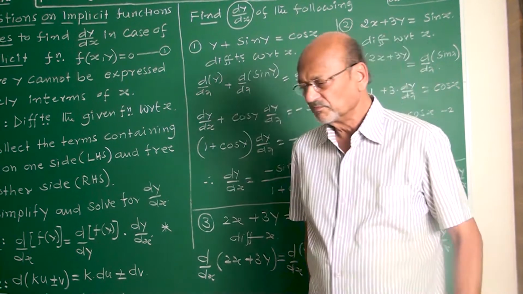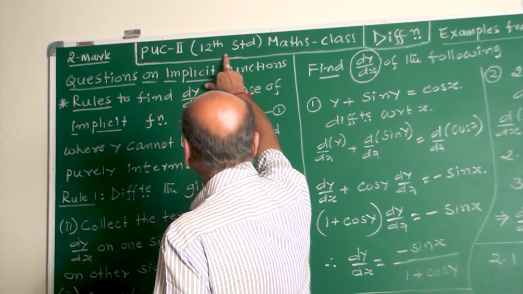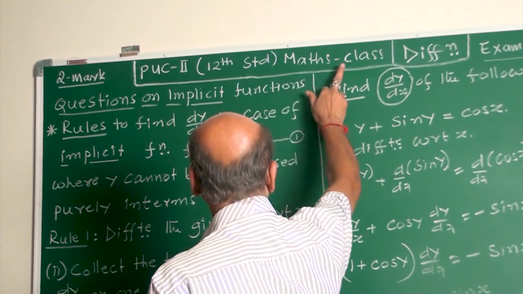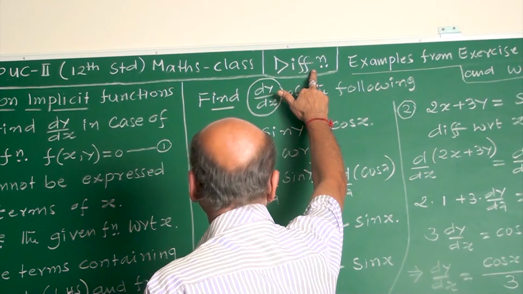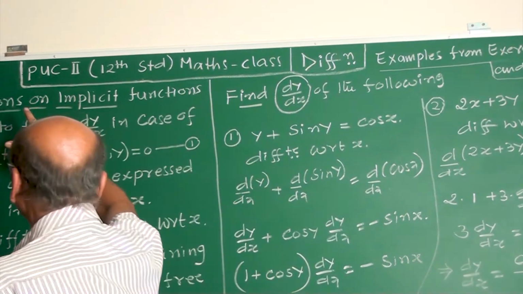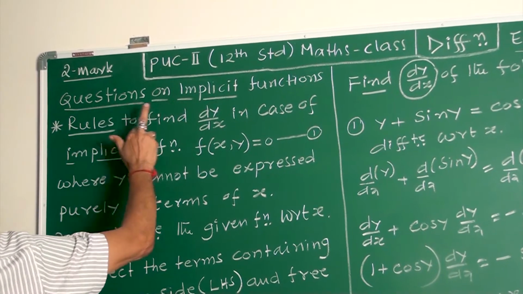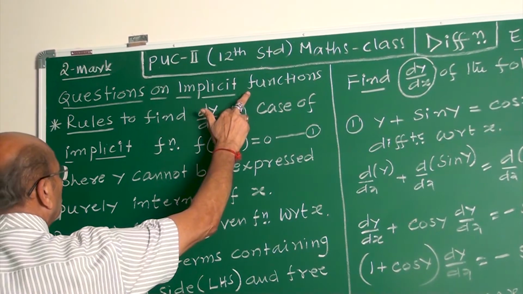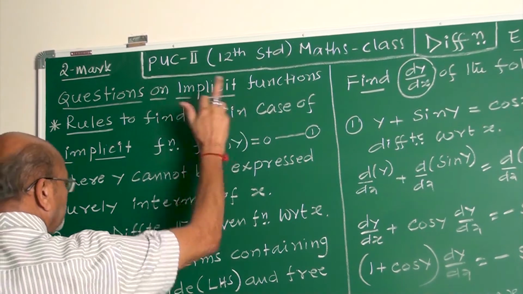Once again, it is a PUC second year or 12th standard maths class, mainly on differentiation. These are 2 mark questions on implicit functions, my friends. 2 mark questions on implicit functions.